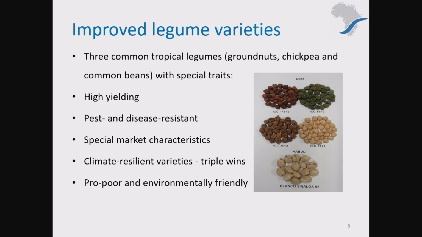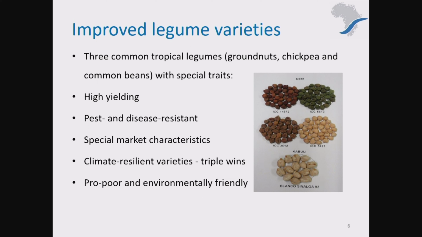So the improved varieties we are talking about, like I mentioned, are just 3 legume varieties: groundnuts, chickpea, and common beans. And these legumes have a lot of special traits. Firstly, they are high yielding, but also they are pest and disease resilient. And when we talk of pest and diseases, we see that with the advent of climate change, the incidence of pest and disease really increases in agricultural production. But also these improved varieties have special market characteristics such that farmers can take these varieties directly to the market.